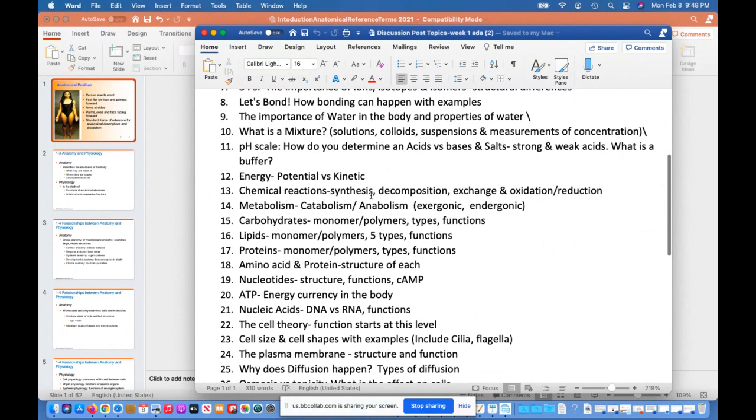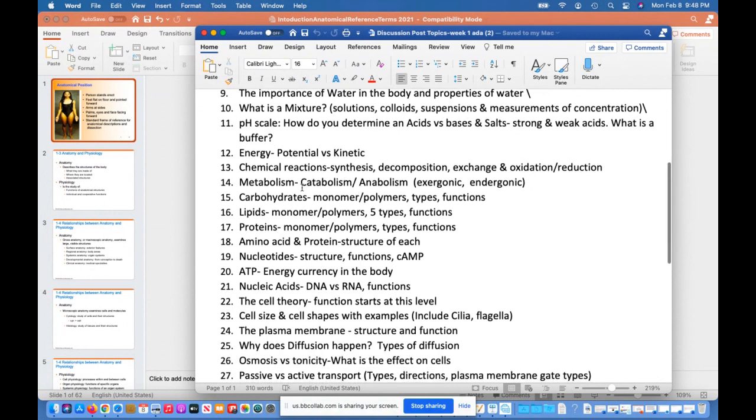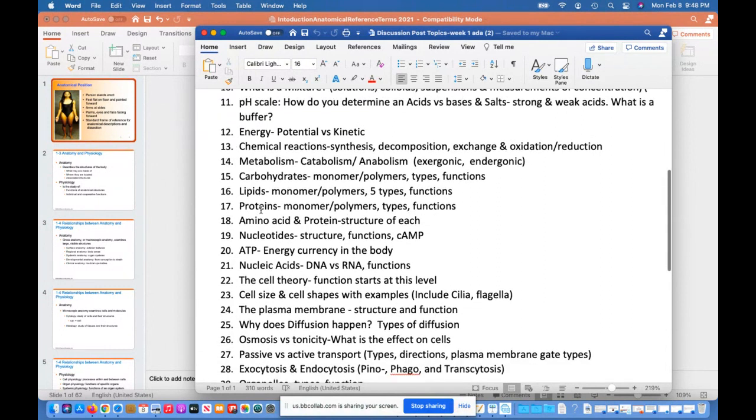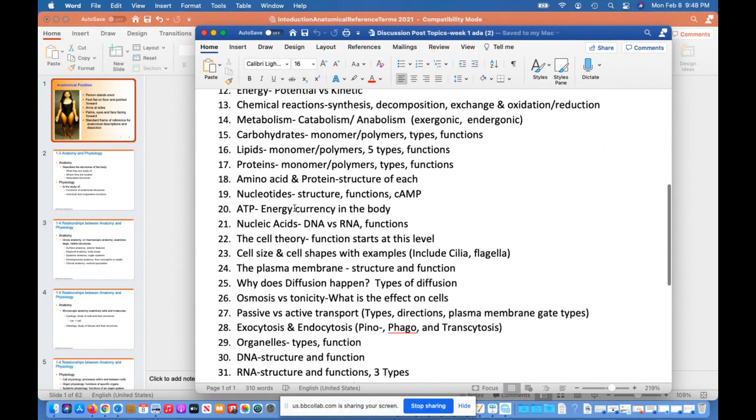Chemical reactions, super important to understand before you get into proteins and carbohydrates and fats, is how things react in the body. Chemical reactions. The synthesis means to make something, to decompose, decomposition, to break down, exchange and oxidation reactions. Metabolism, catabolism and anabolism, the breaking down and building up. Exergonic and endergonic, which one releases energy and which ones take energy. Carbs, proteins, fats, amino acids, nucleotides. These are all involved chemistry.